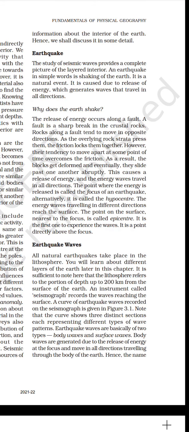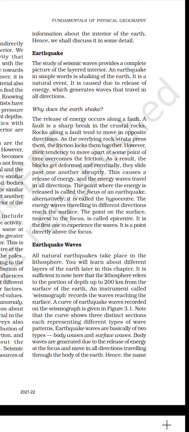Earthquake waves. All natural earthquakes take place in the lithosphere. You will learn about different layers of the earth later in this chapter. It is sufficient to note here that the lithosphere refers to the portion of depth up to 200 kilometers from the surface of the earth. An instrument called seismograph records the waves reaching the surface. A curve of earthquake waves recorded on the seismograph is given in figure 3.1.